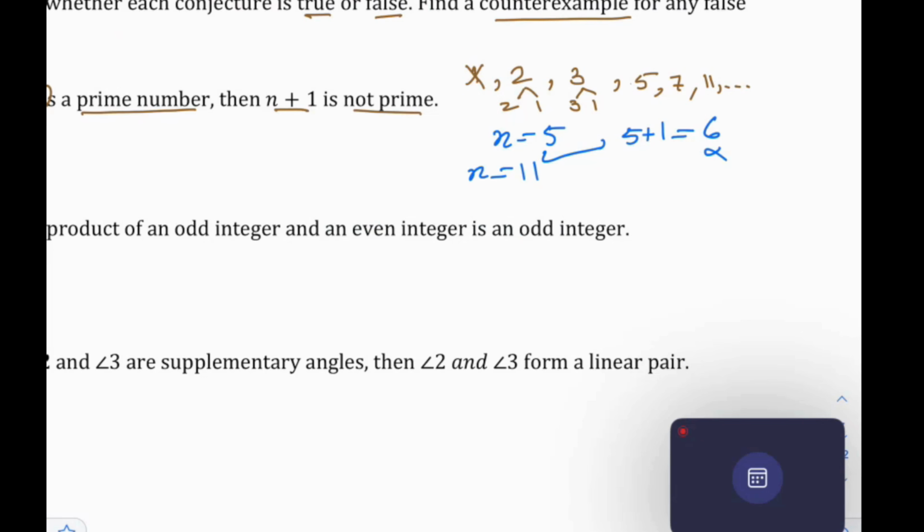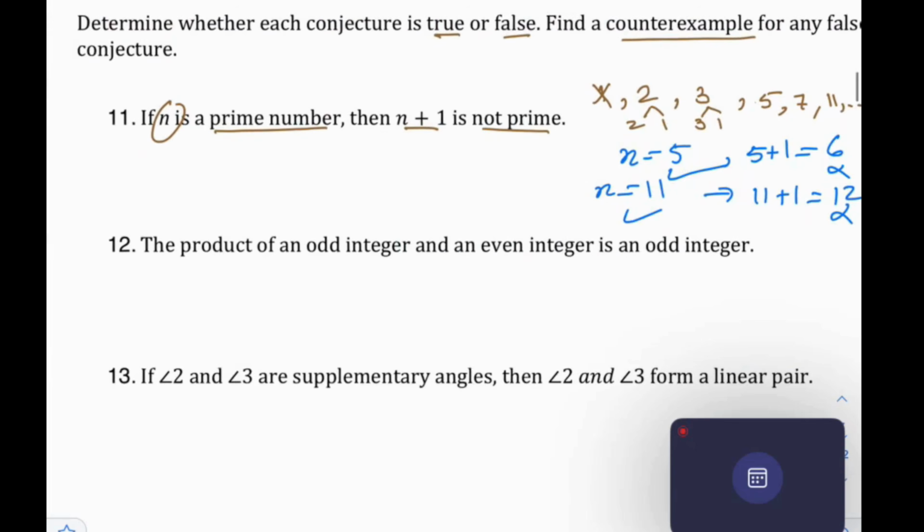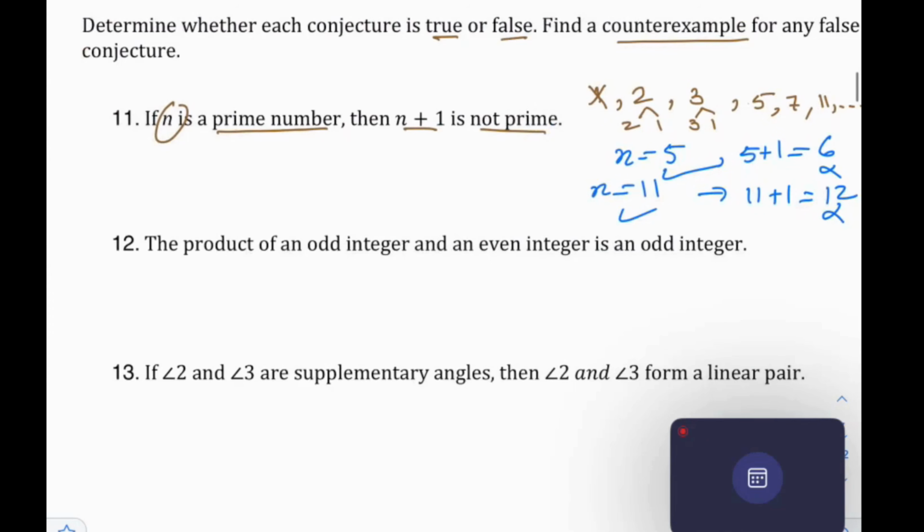If n is 11, it's prime. If you add 1, it's 12, it's not prime. So far, everything he said was true, except the special case when n is 2. When n is 2 and you add 1, this is prime and this is prime. So this proves that his statement is false.